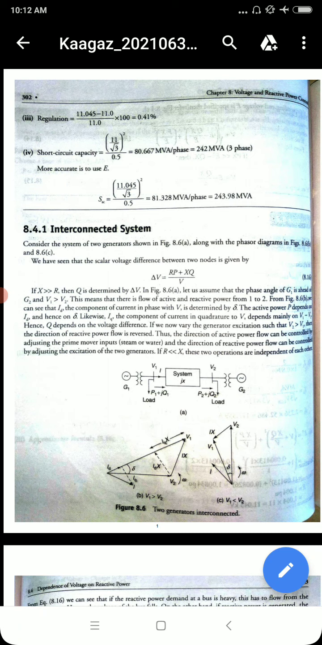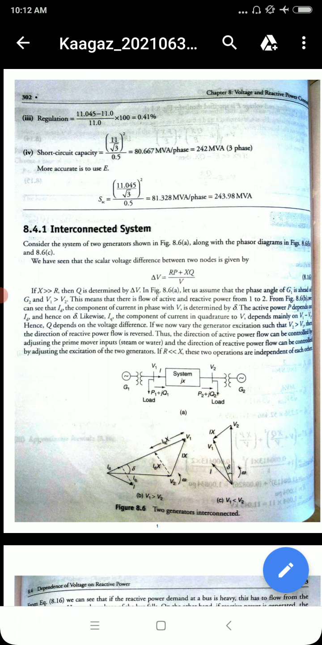So continue with the voltage and reactive power control. Today we are going to see the interconnected system. So you can see in this figure, that is 8.6a, where the two generators are connected, and its phasor diagrams are shown in the figure.